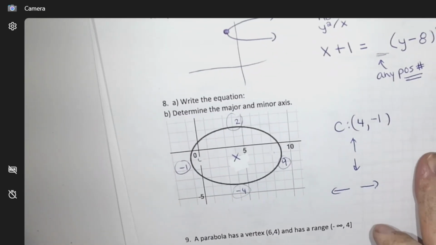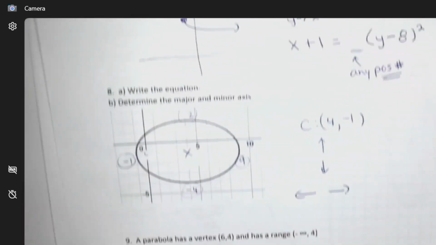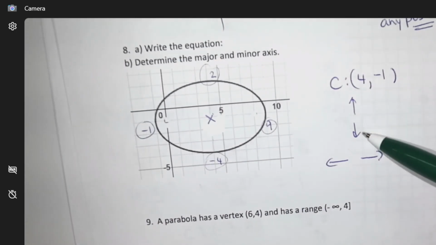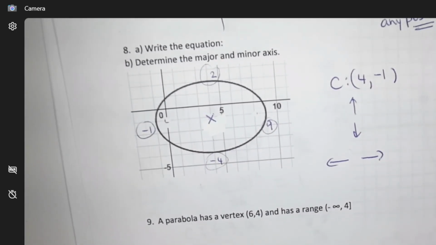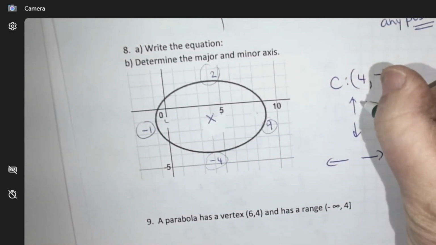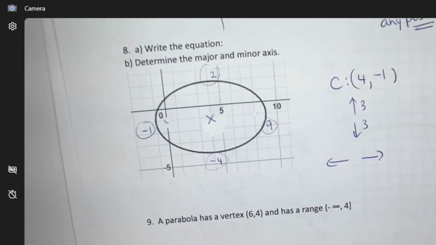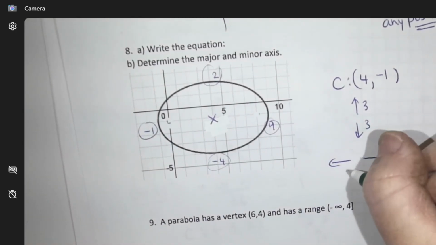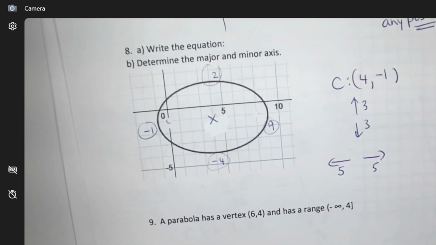All right, here's what you need to think about next. What are you moving up and down from the center? Looks like you've done 3 and 5, right?